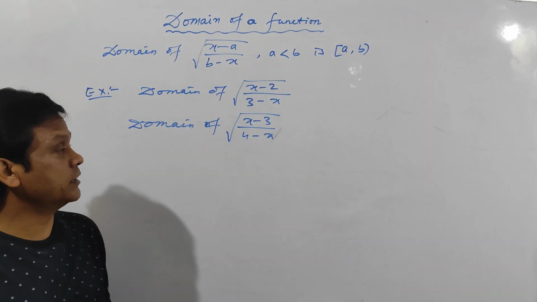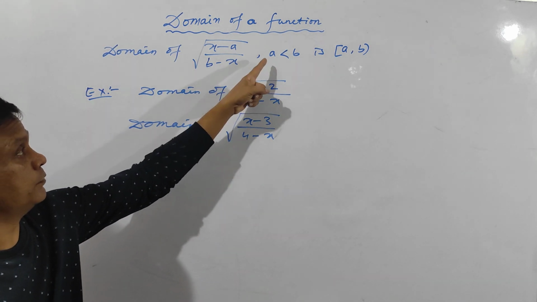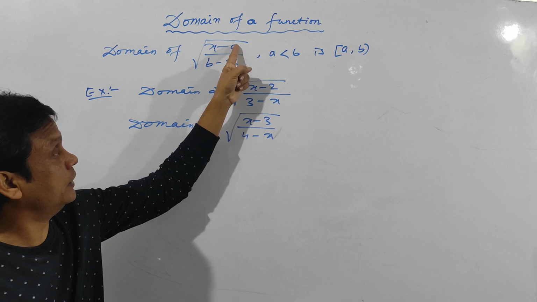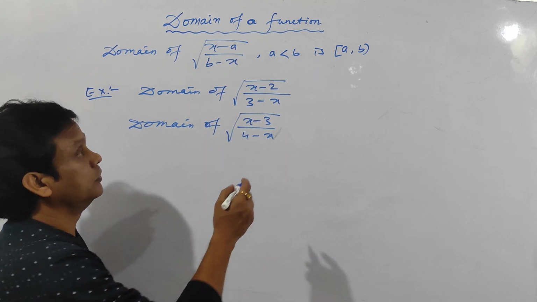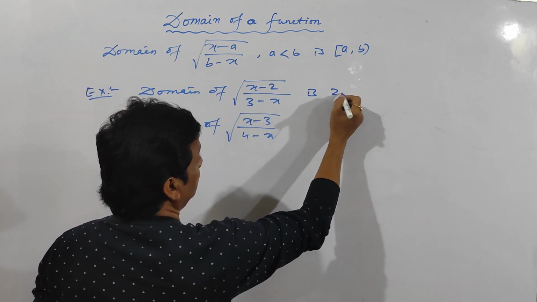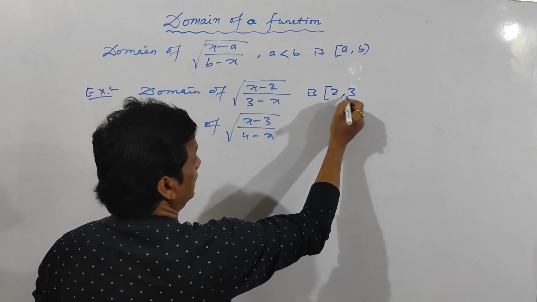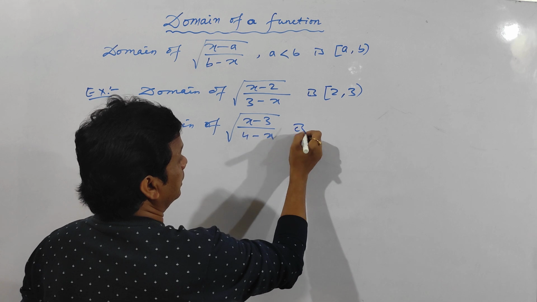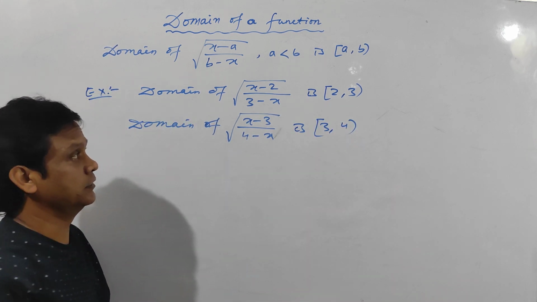See here, these are the two examples I have given on the basis of this formula. Here I have given a is less than b, 2 is less than 3, 3 is less than 4. So what is the domain? (a, b) means (2, 3). And the left hand side should be closed and the right hand side should be open. Here 3, 4. This one closed, this one open. So this is the answer.